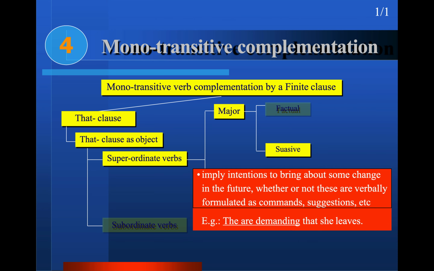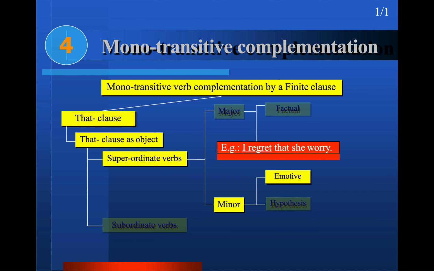Suasive verbs imply intentions to bring about some change in the future, whether or not these are verbally formulated as commands and suggestions. Whenever there are suggestions, commands, requests, these are called suasive verbs. They are demanding that she leaves. In this case, that she leaves is an object. Demanding is a suasive major superordinate verb, which is followed by a that clause.